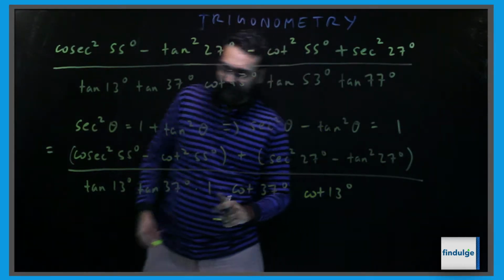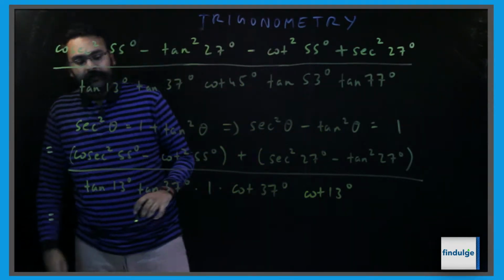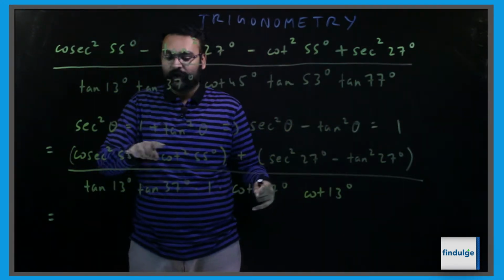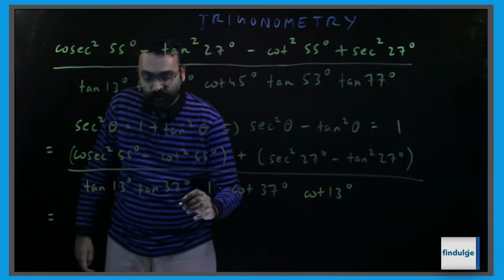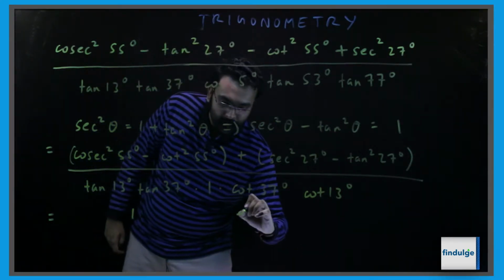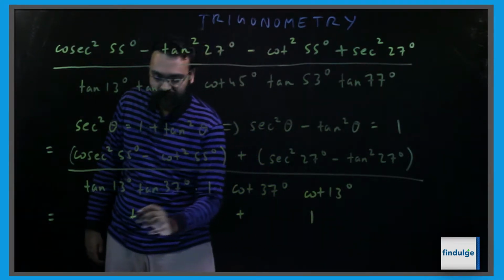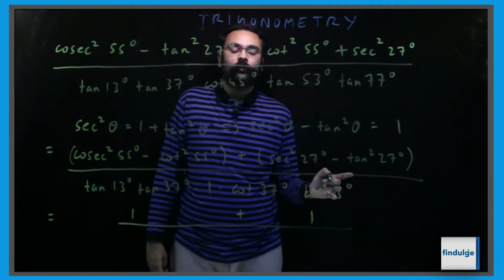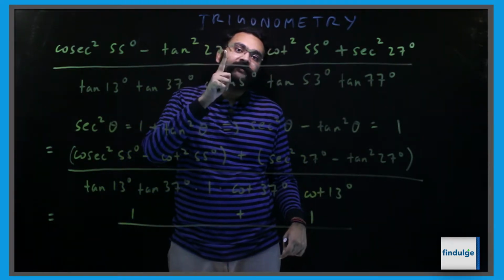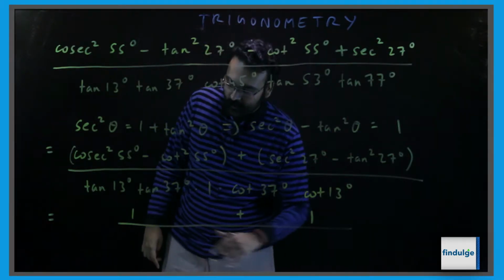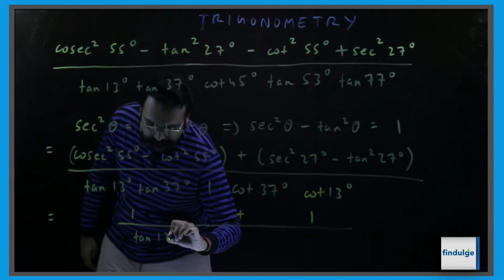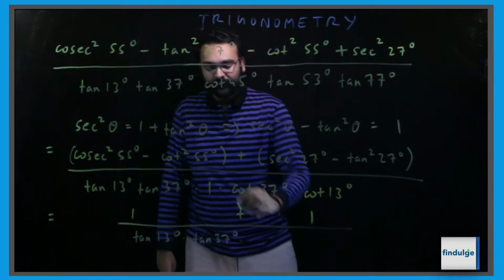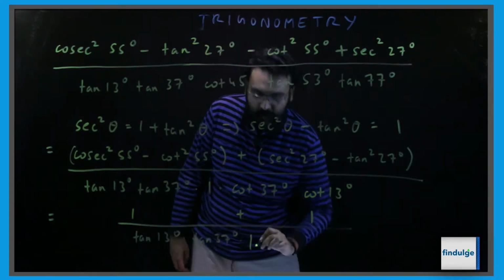Now, coming to the next step. As we said, we know that sec square minus tan square is 1 and cosec square minus cot square is 1. So the numerator simply turns into 1 plus 1. And in our denominator, we know that cot is just inverse of tan. So this is tan 13, this is tan 37. We multiplied it by 1, of course, for the cot.